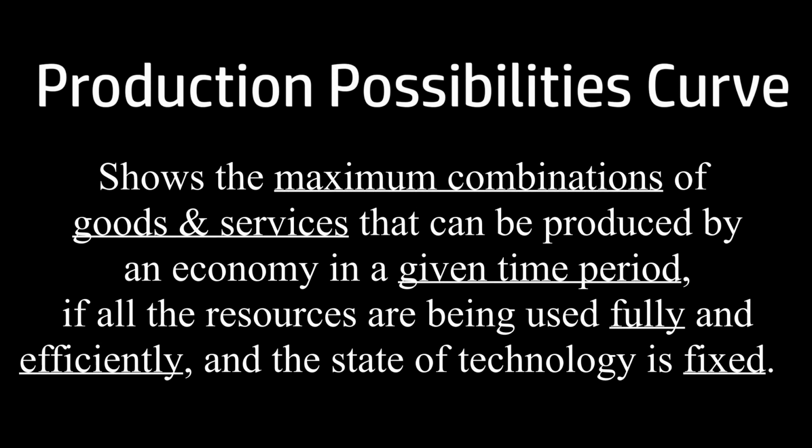Alright, on to the definition. A PP curve shows the maximum combinations of goods and services that can be produced by an economy in a given time period if all the resources are being used fully and efficiently and the state of technology is fixed. We can represent this concept by using a graph.